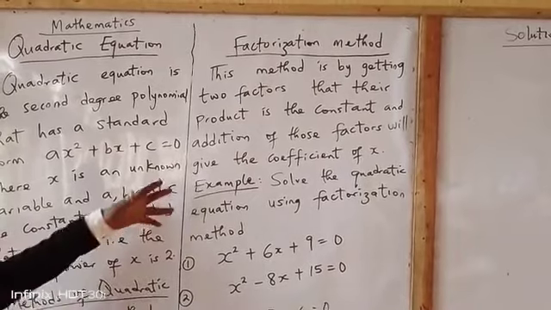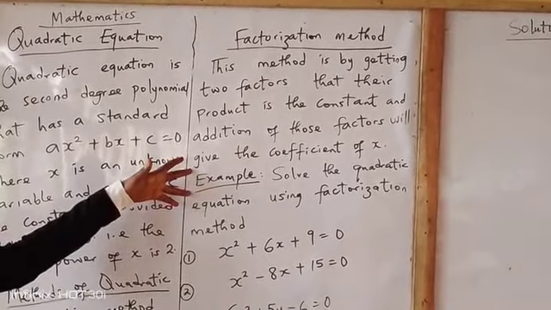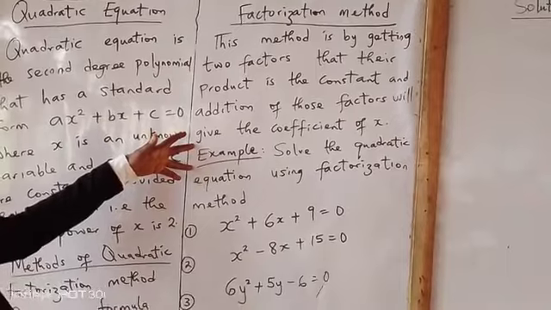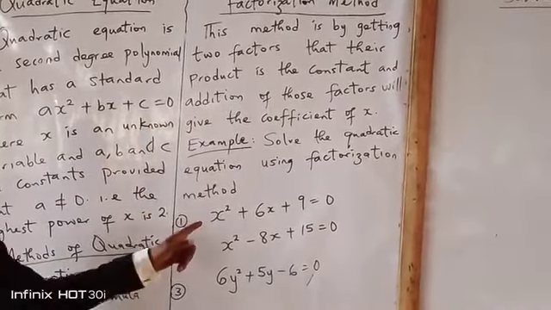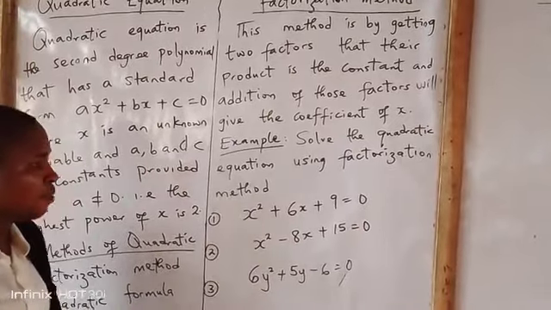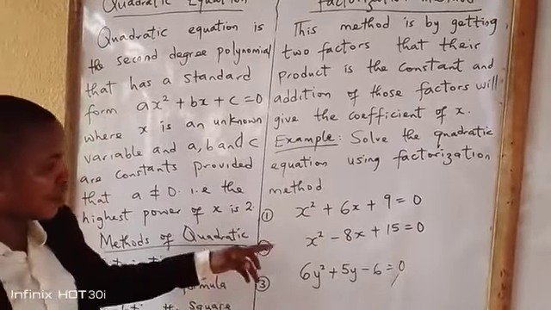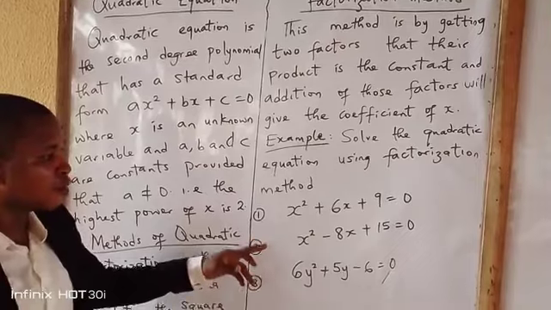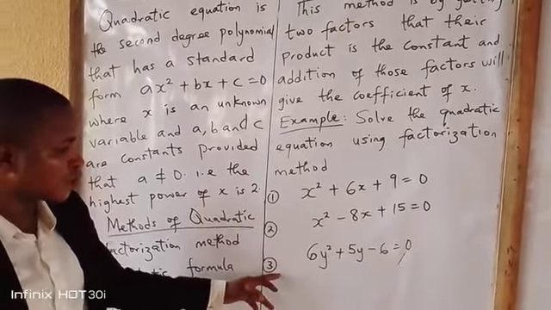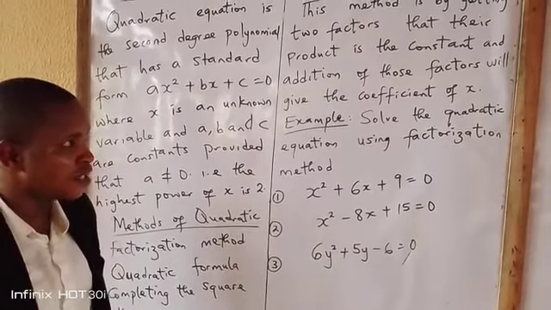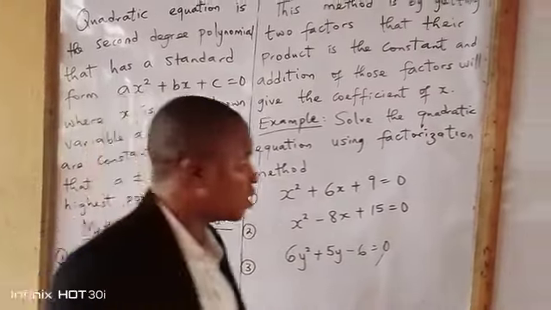So for instance, we want to solve 3 relevant examples on this topic. So we want to solve quadratic equation using factorization method. Number 1, we have x squared plus 6x plus 9 is equals to 0, and we have x squared minus 8x plus 15 is equals to 0, and we also have 6y squared plus 5y minus 6 is equals to 0. Let's solve question 1.